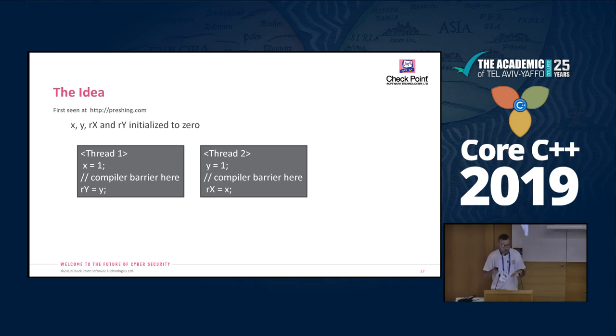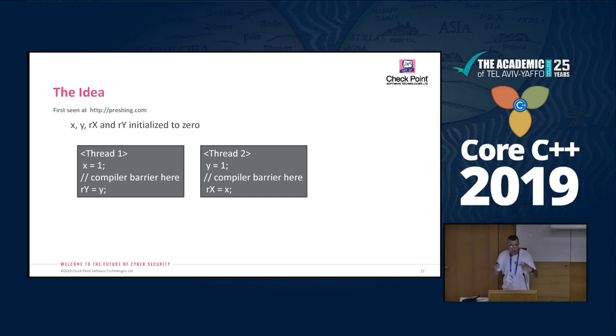Thread one does X equals one, and then RY equals Y. The other thread does Y equals one, and then RX equals X. Take a couple of seconds just to convince yourself that there is no ordering of threads where both RY and RX can be zero. One of them has to be first. Let's say that thread one goes first, then X equals one, and then the second thread has to see one. The same goes the other way around.